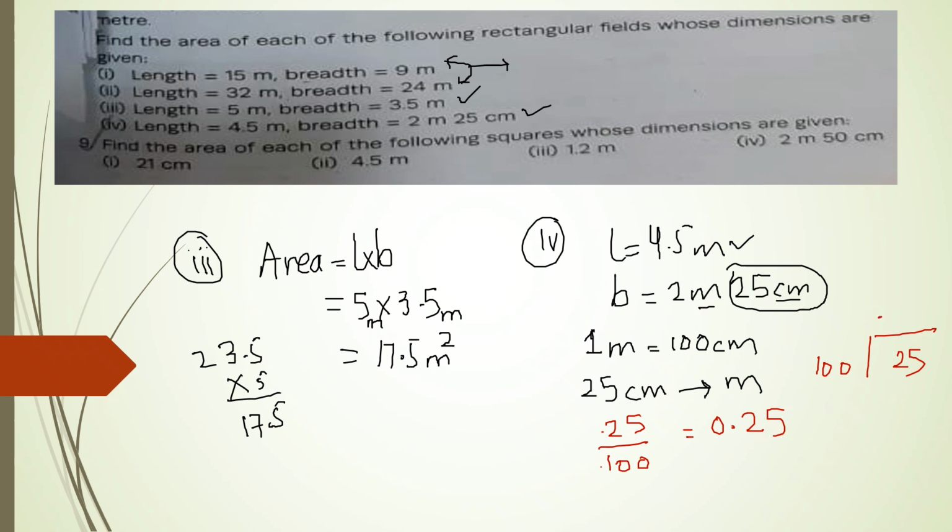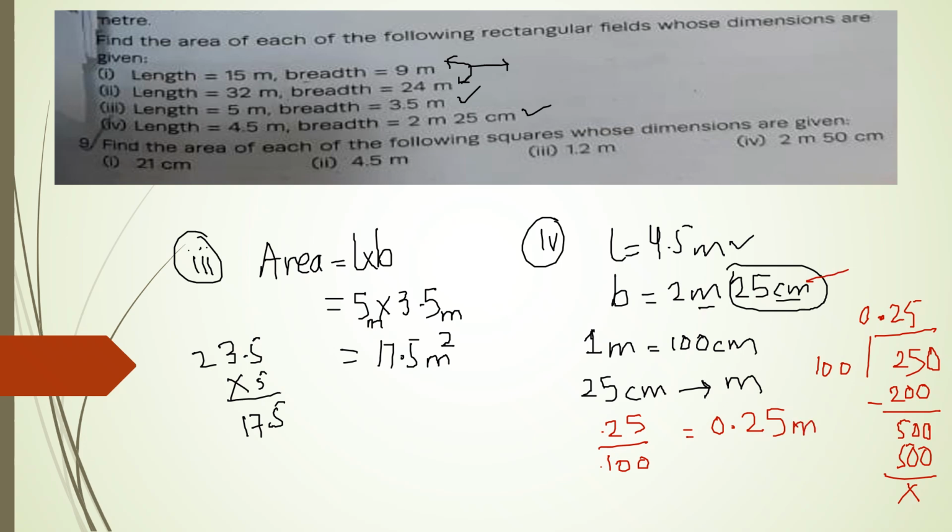Now you have to write a point. You have to start by applying a point here because the number 25 is less than 100. So we will bring a point here and then we will add a 0 here. So 100 multiplied by 2 is 200. Now 250 minus 200 is 50. Again we will add a 0, and 100 multiplied by 5 is 500. This is how we do it. So that means now we have converted the 25 centimeter into meters.